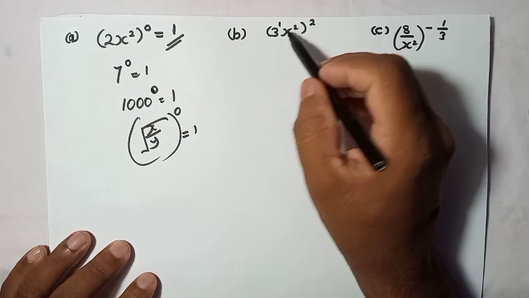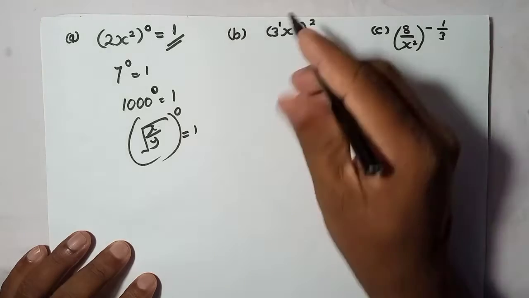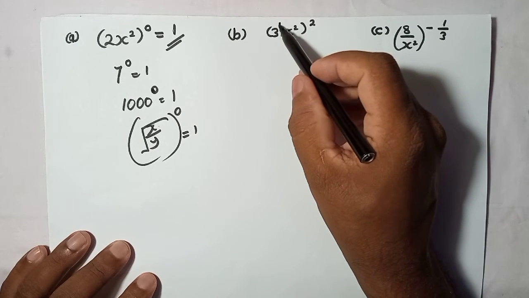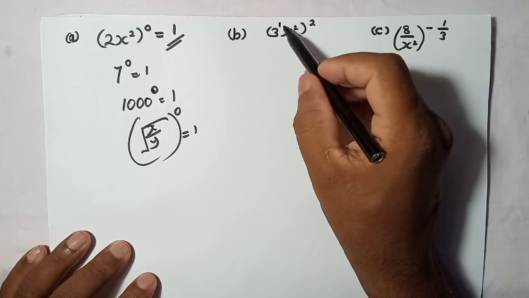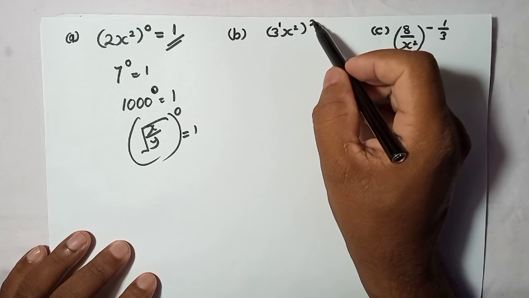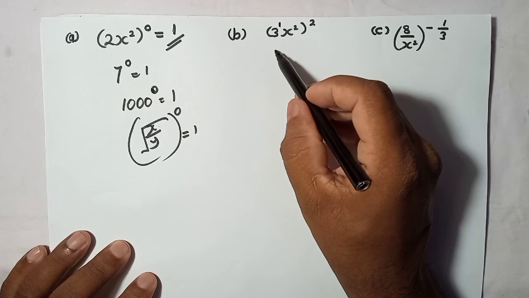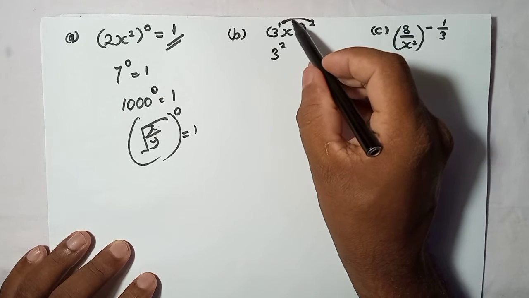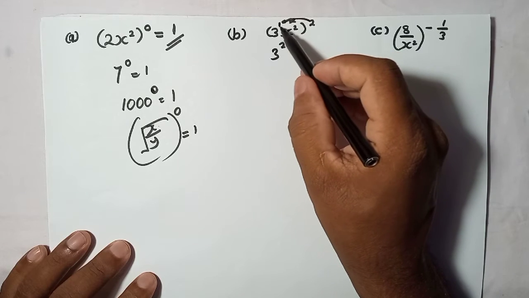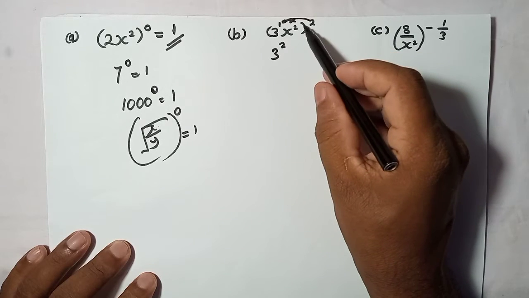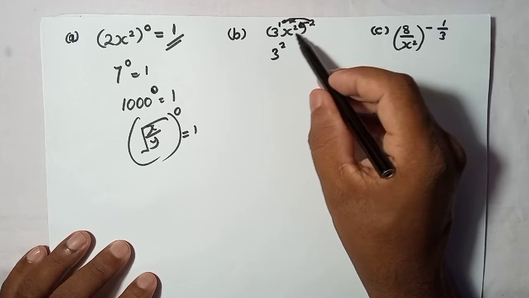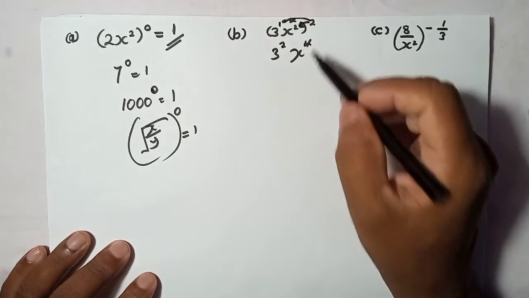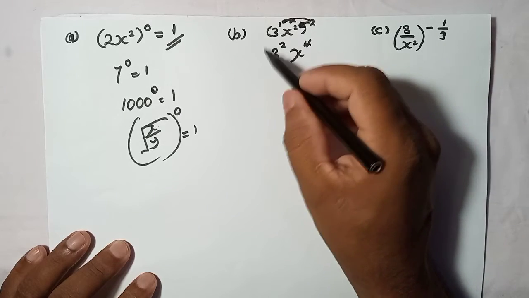So I will show you the easy method I discussed. Like I told you, these are indices: this is 1, here 2. Now multiply both indices by the outside index. 2 into 1 is 2, so 3 to the power 2. That means this one multiplied with 1, 2 into 1 is 2. Again, 2 multiplied with this 2, 2 into 2 is 4, so x to the power 4. Now you can get the answer.